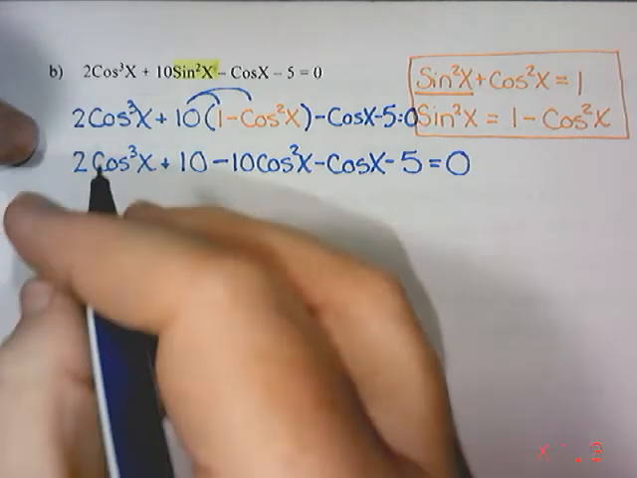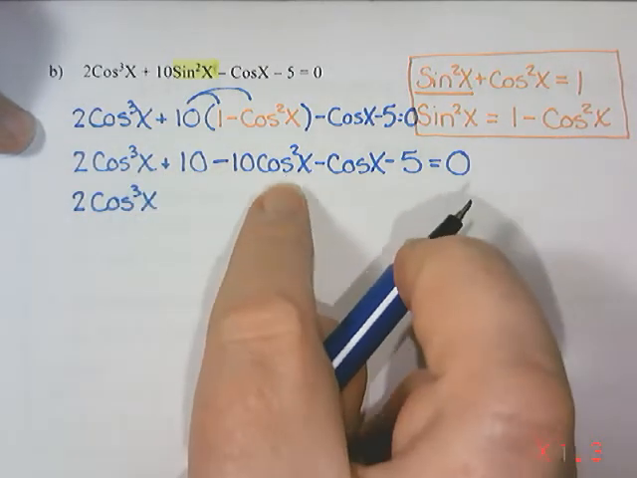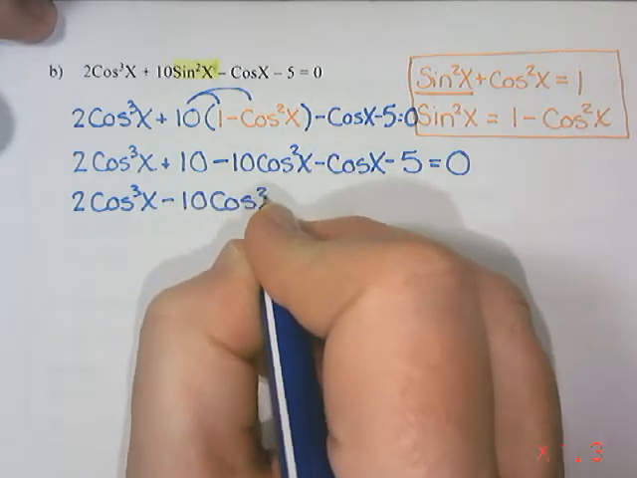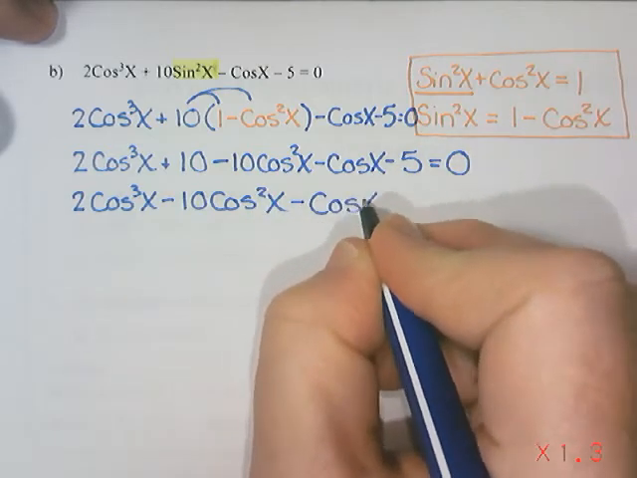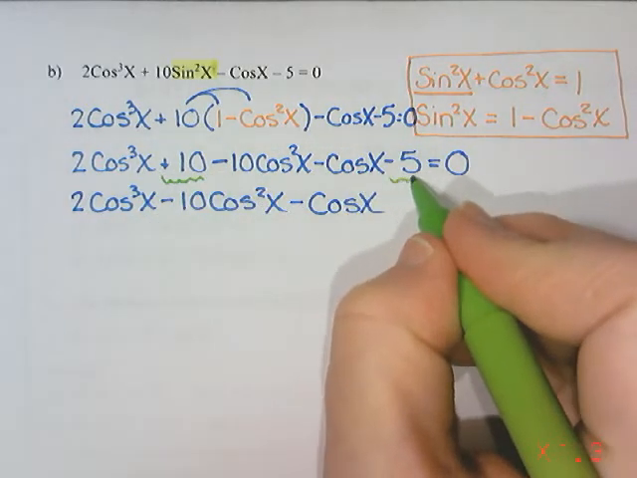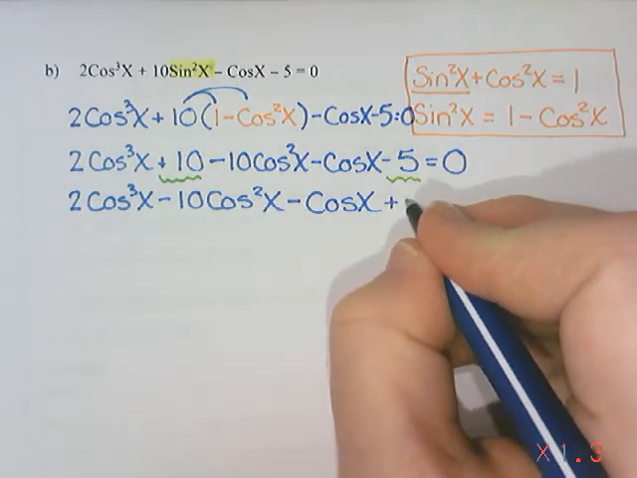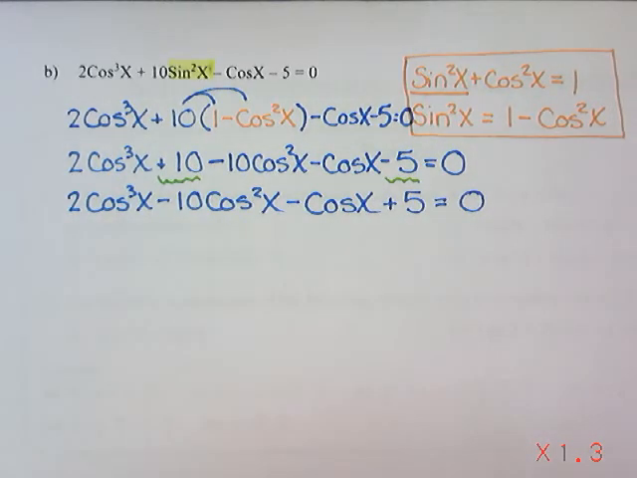I only have 1 cosine cubed, so that's my 2 cos cubed x. I only have 1 term with cosine squared, that is minus 10 cos squared x. I only have 1 term with cosine x, that is minus cos x. But I have 2 terms that are numbers. I have the plus 10 and the minus 5. 10 take away 5 is 5. So this is plus 5, and then that equals 0. So now all of it is written in terms of cosine, except for the 5. So I feel like I have a better chance of being able to factor.